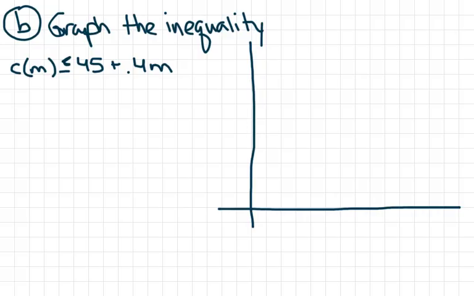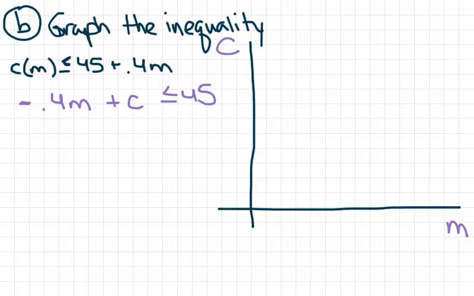I'm going to rewrite this a little bit. I'm going to write it as negative 0.4 M plus C is less than or equal to 45. All I did was take the 0.4 M and move it to the left-hand side. I could have written it as C minus 0.4 M. It really doesn't matter. The input into this particular function is the number of miles. The input always goes on the x-axis, and the output is the cost. The output always goes on the y-axis.